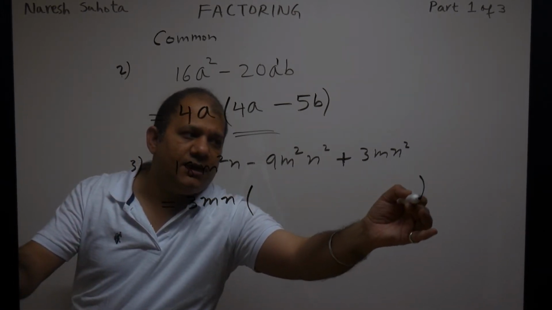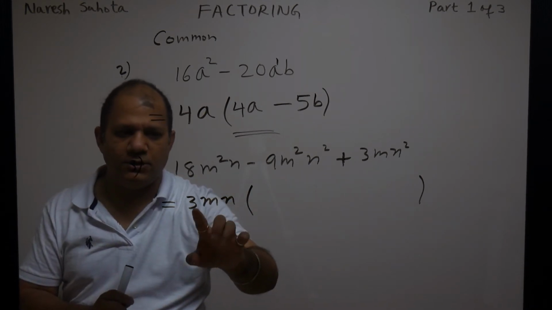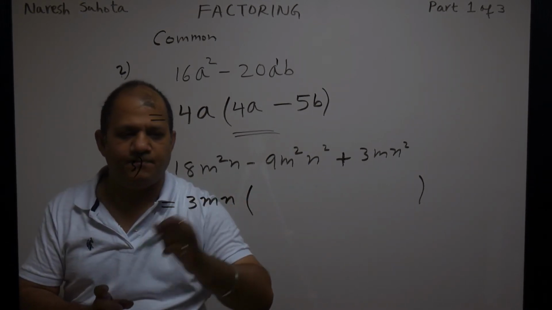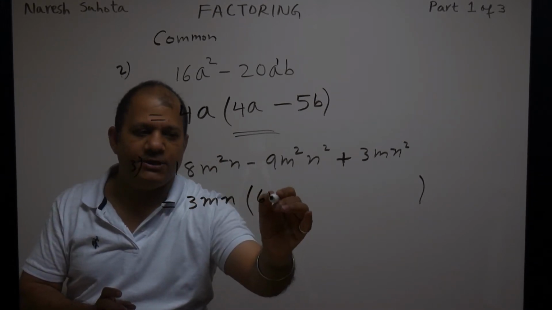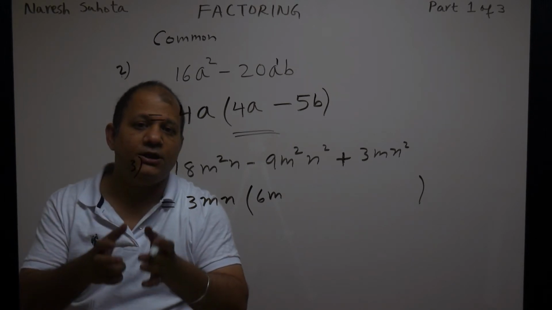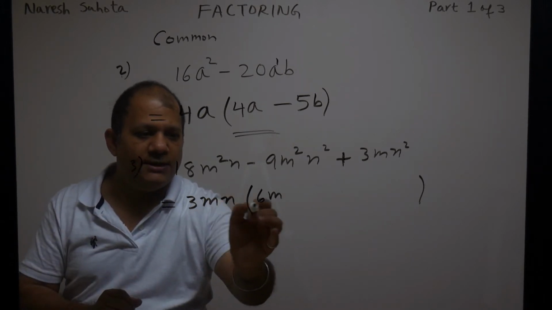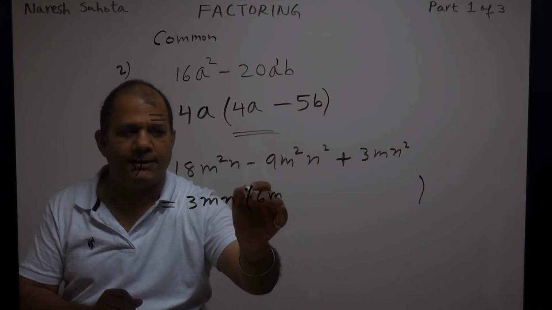So now inside my brackets, I'm going to have three terms left, right? So 3 times what gives me 18? 6. M times what will give me m squared? M times m. Remember your exponent rules. When you multiply with same bases, you add the exponents. So n times 1 will give me n, so I'm done because n is already there, right?